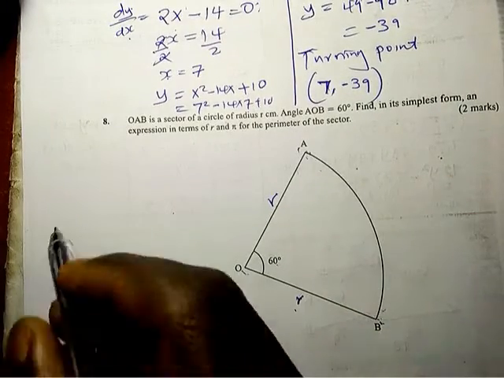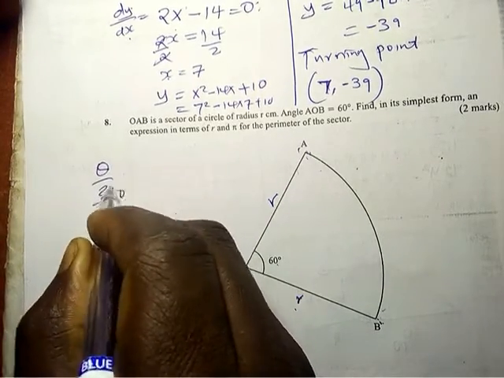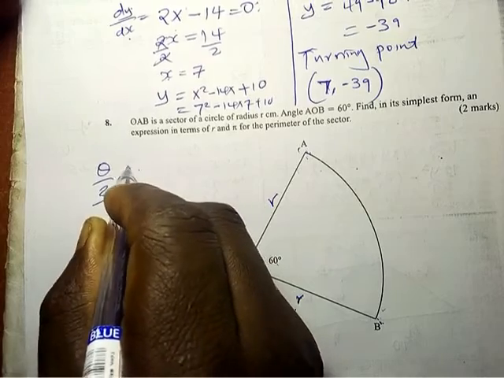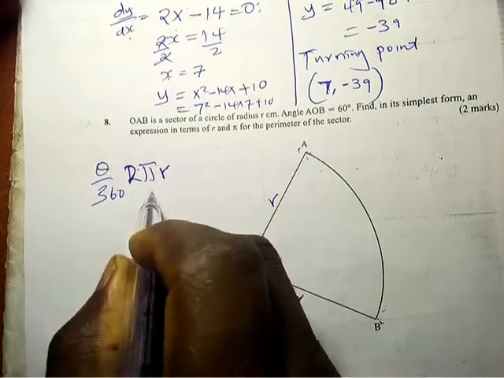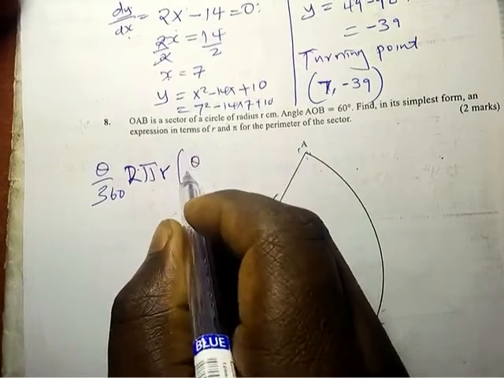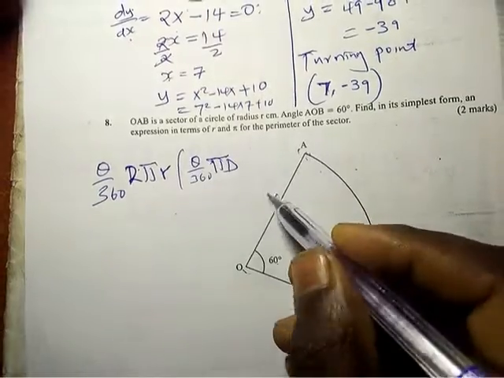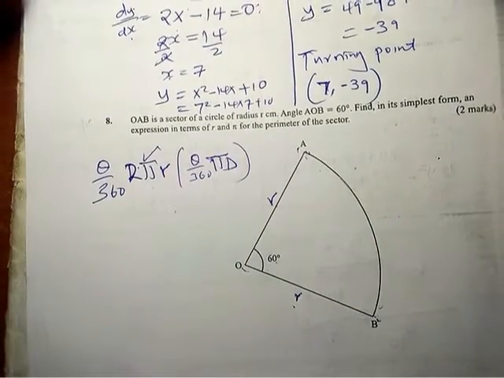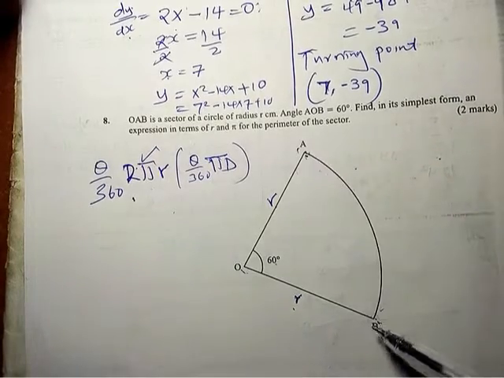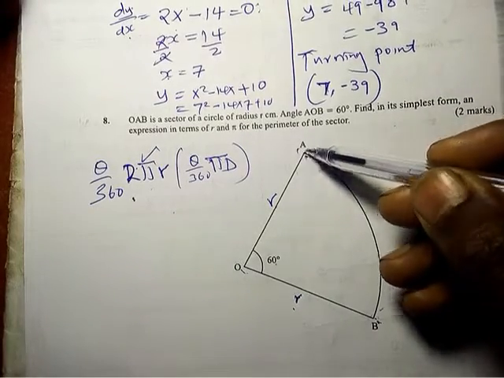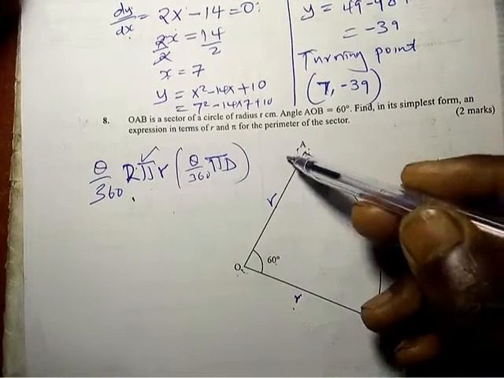How do you get arc length? The formula for arc length is equal to theta over 360 2 pi r. This is the formula, or theta over 360 pi d. Kwa sababu tuko na radius, let us use this one. Hiyo nitakuwa nimepata kutoka mpaka hapa. Hii formula ni ya kunipea kutoka mpaka hapa. Lakini perimeter ni kuongeza AB, BO, OA.